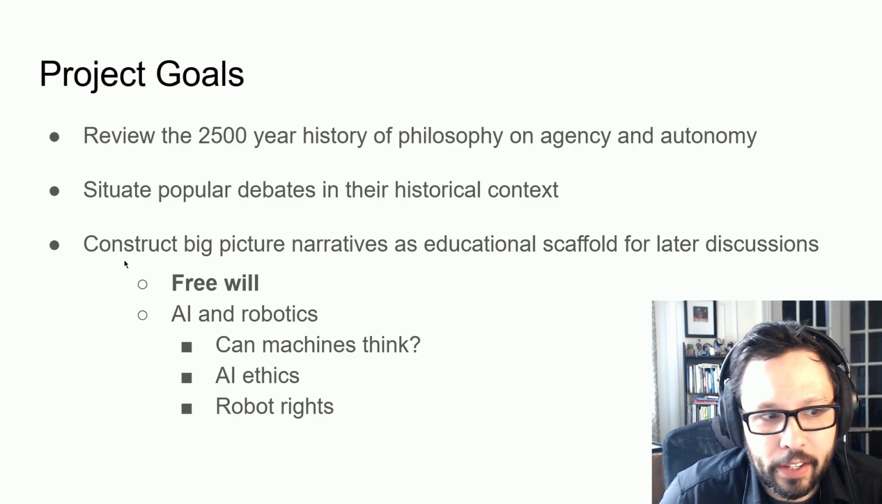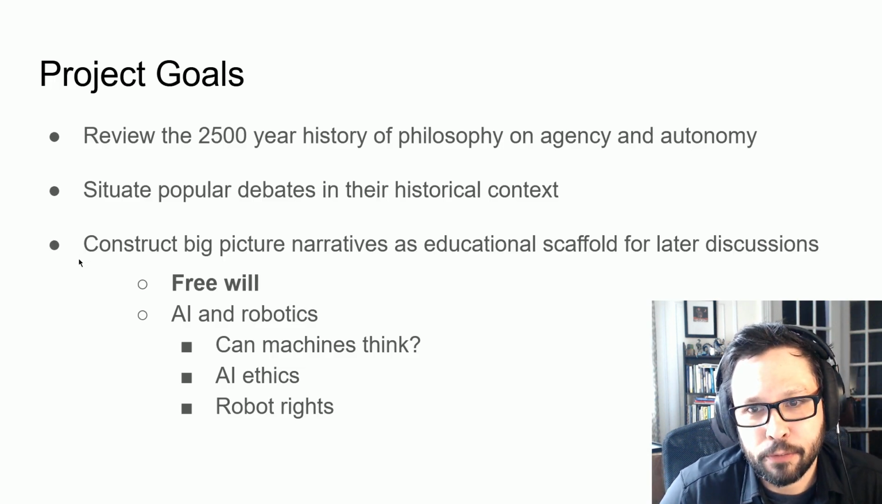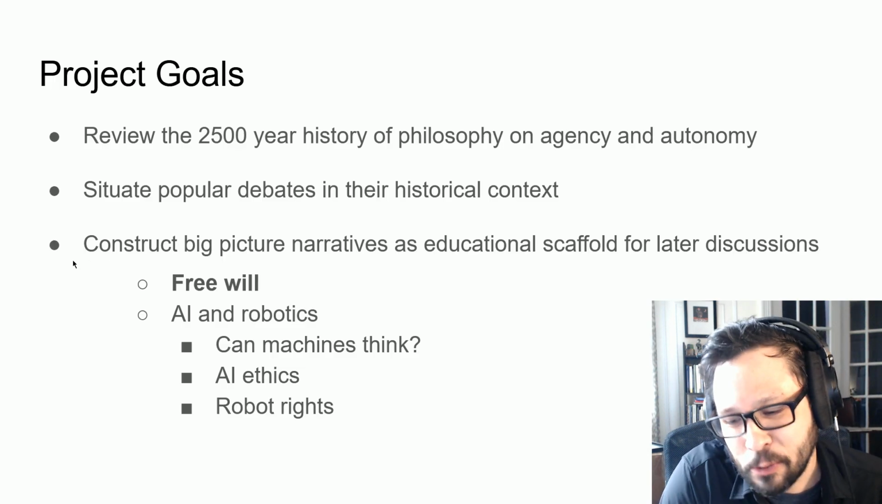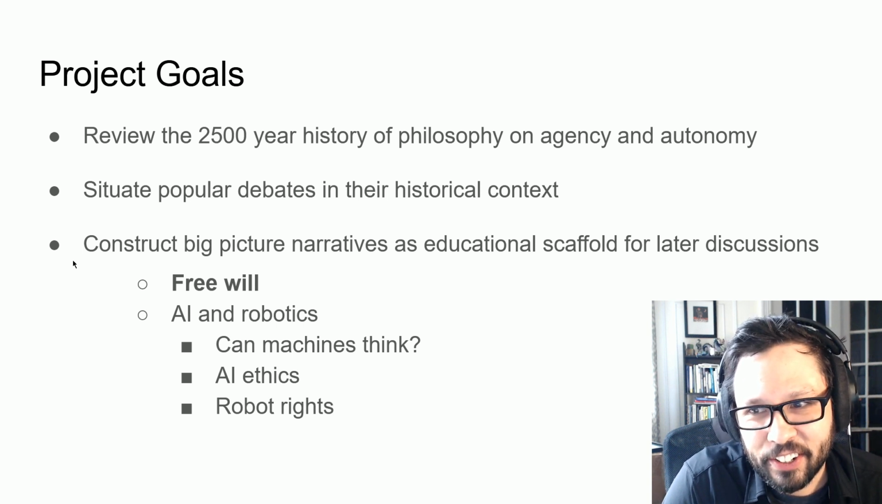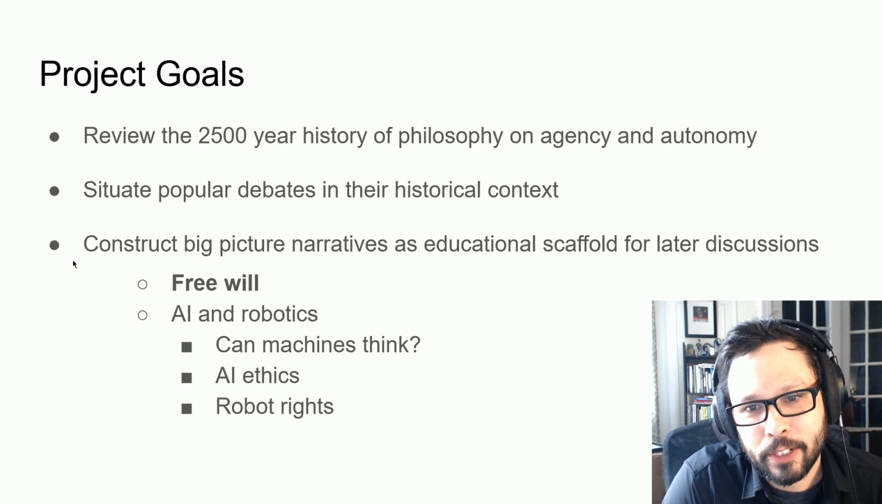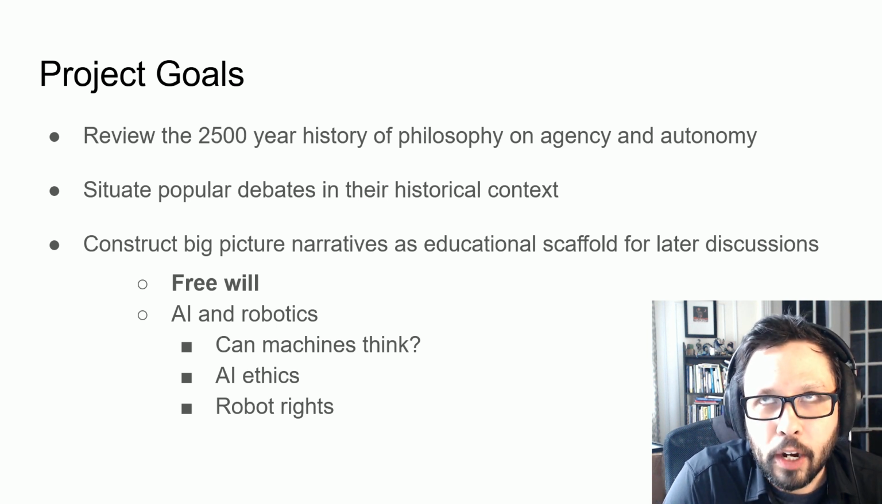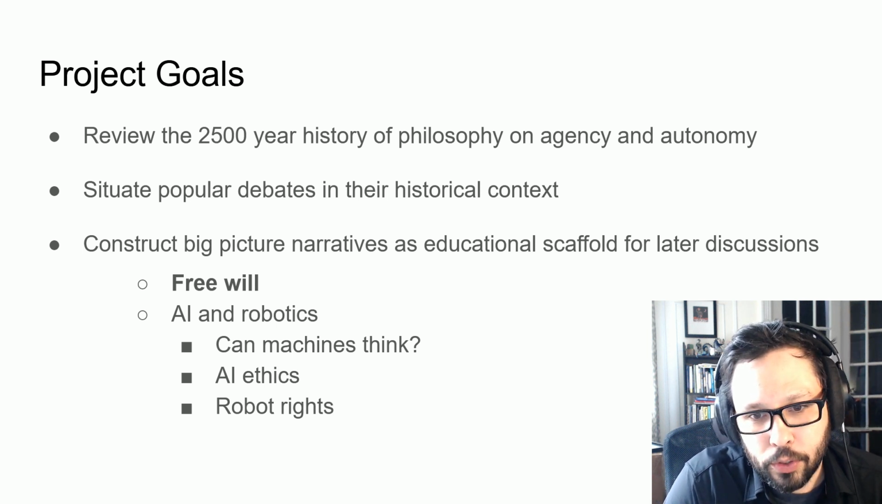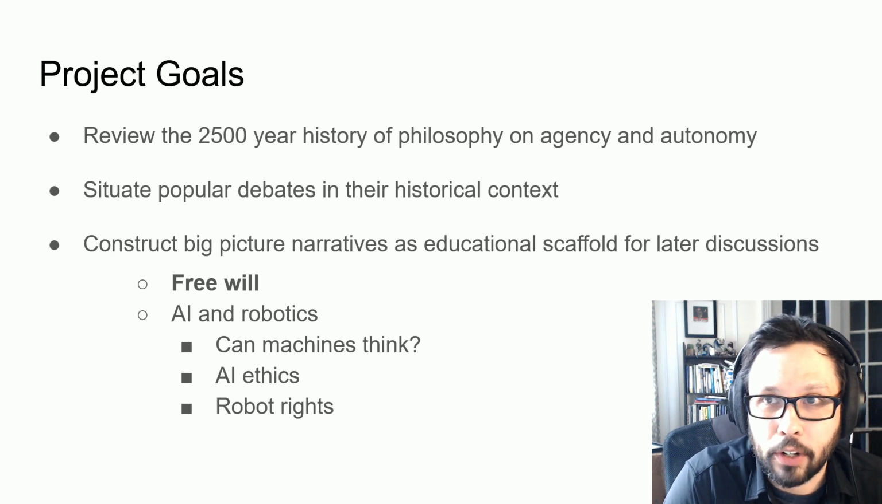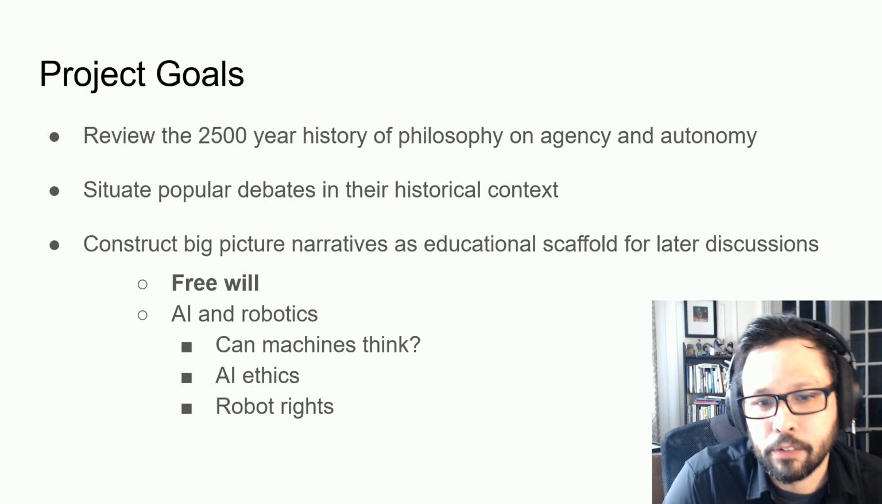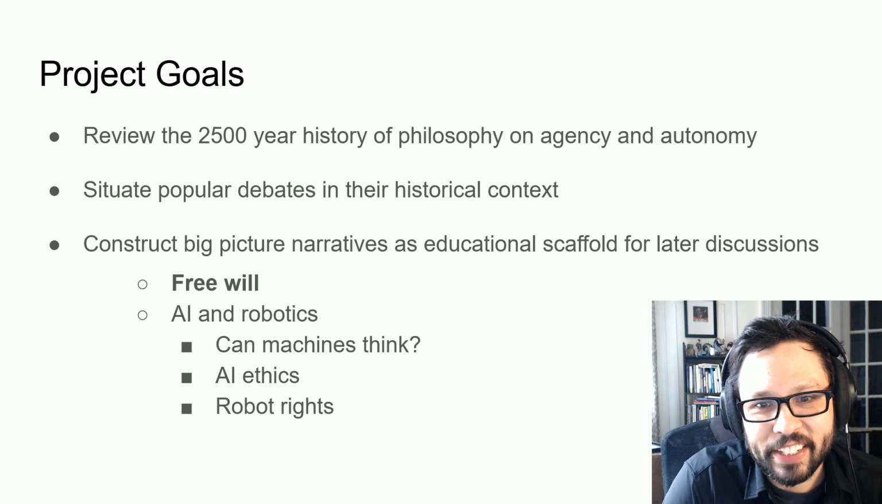Remember that the point of these lectures is to give an overview of the long history of philosophical discussions on agency and autonomy, and to situate certain popular debates in their historical context. So we've set up a lot of that history, and we're going through the free will debate really as a historical microcosm of the AI and robotics debates that we're seeing nowadays.